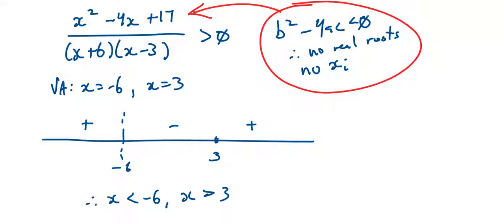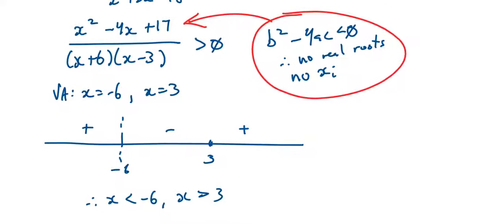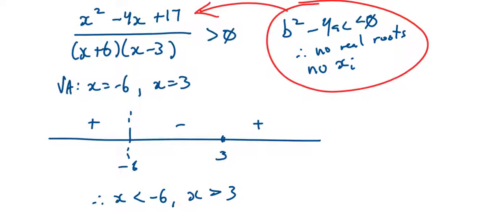Why isn't the 3 drawn as an asymptote? Oh, good question. I don't know.